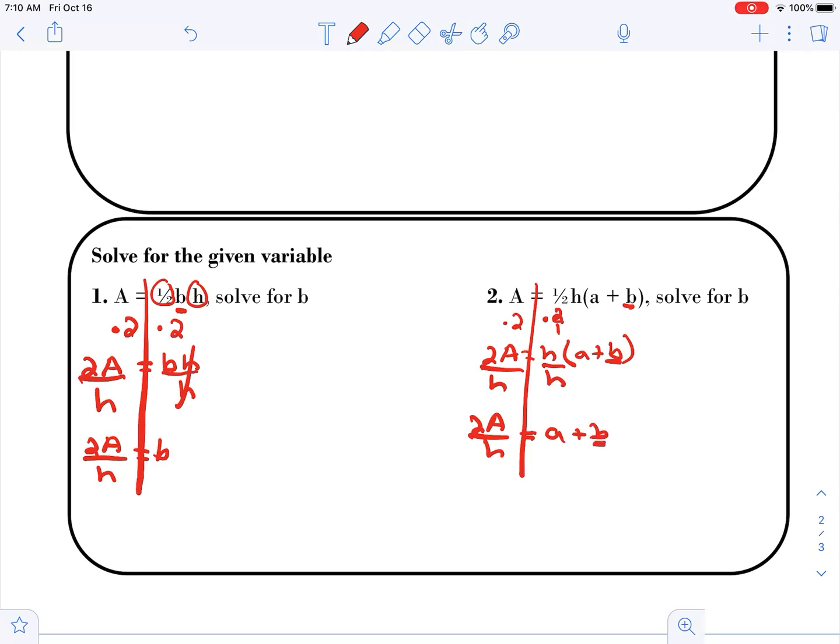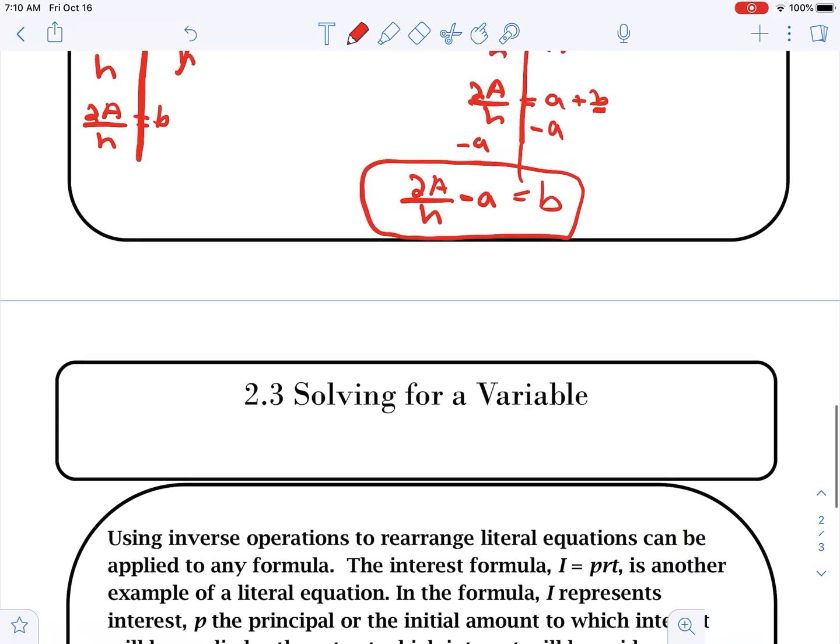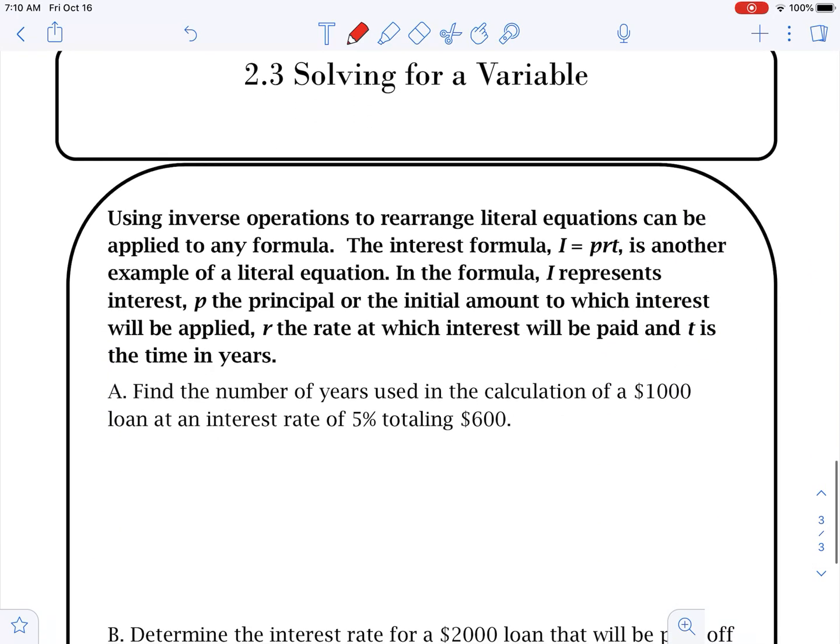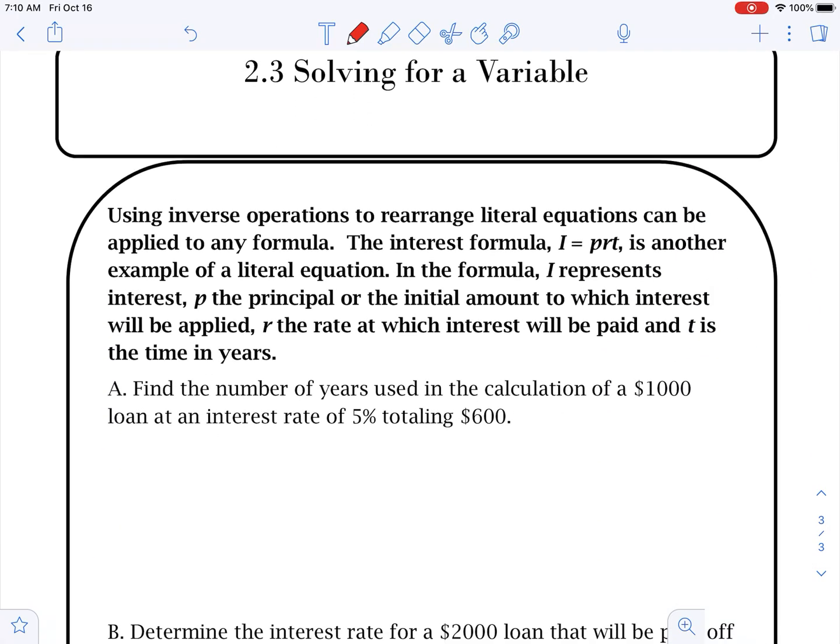Equals A plus B. We're still trying to get B by itself, so to get rid of A, we would subtract A. And so we'd say 2 times A over H, just what you had, minus that A equals B. And that would be our answer as we look at it. So when you solve for a variable, you're not going to come to an answer that gives it to you as a specific number or anything like that.